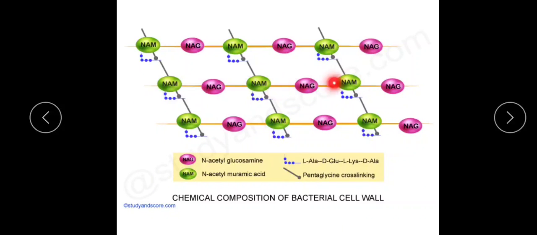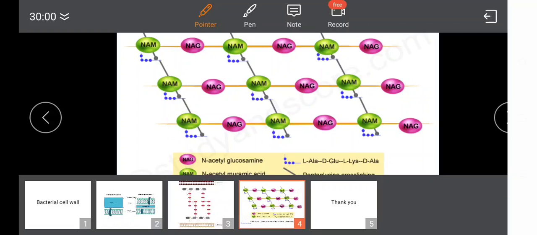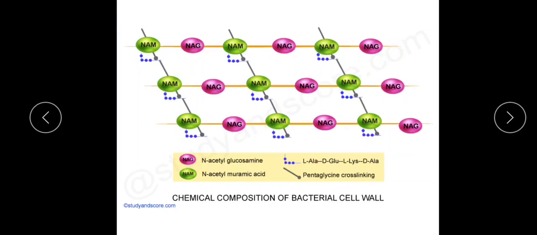This is diagrammatically represented here. You can see alternating units of NAM and NAG, and they are connected by beta 1,4 linkage, and these NAM and NAG units are cross-linked with the help of peptide chains. So that is all about the chemical composition of the bacterial cell wall.